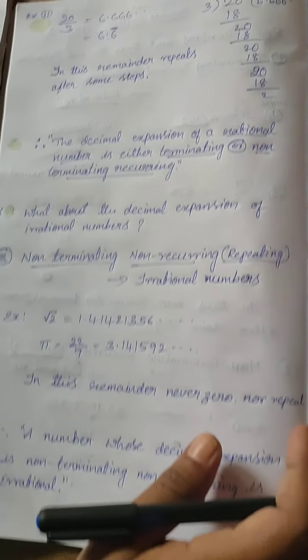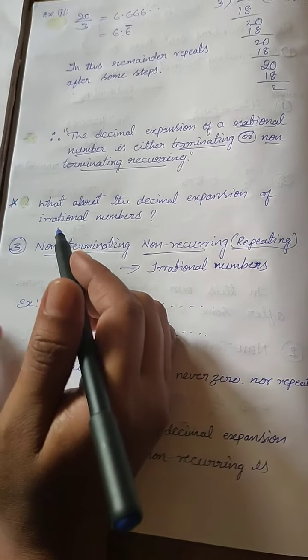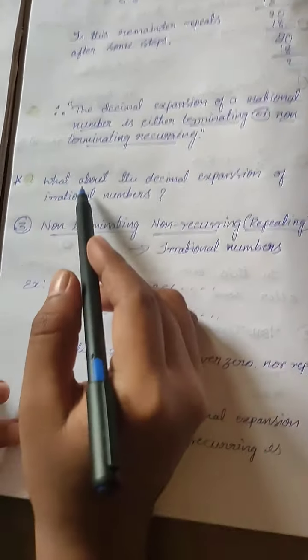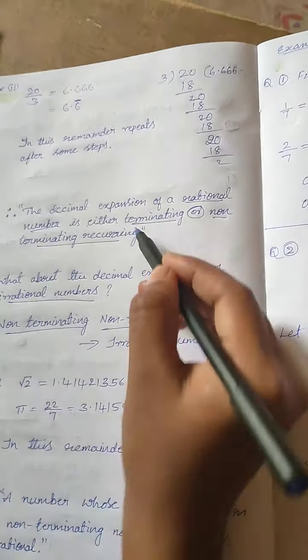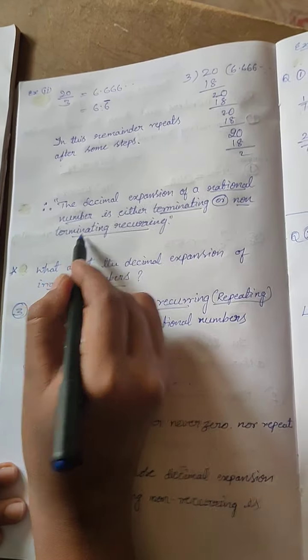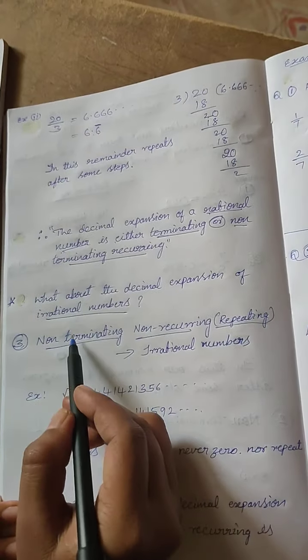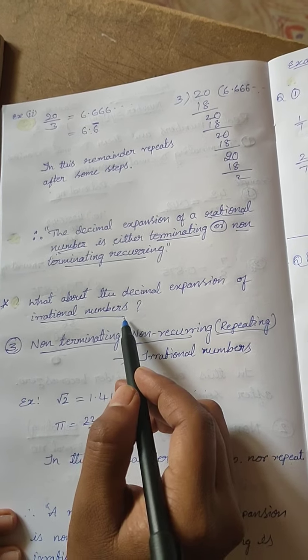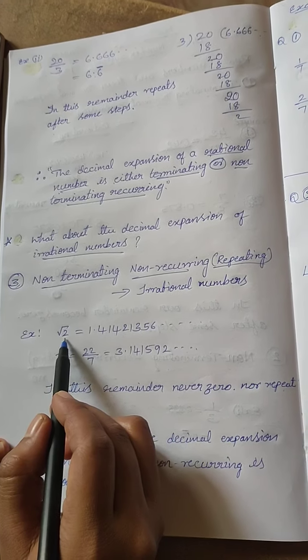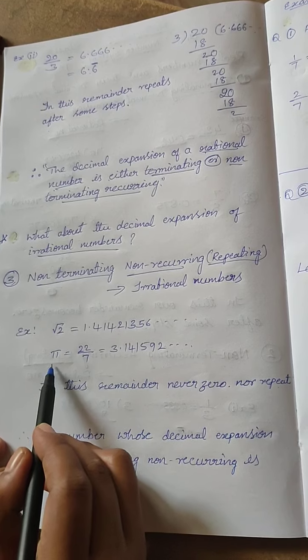So now going to the third type. What about the decimal expansion of irrational numbers? You have already learned the decimal expansion of rational numbers. Now we are going to the decimal expansion of irrational numbers. Observe the example: root 2 and pi.